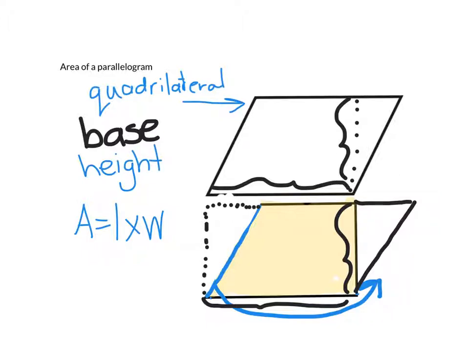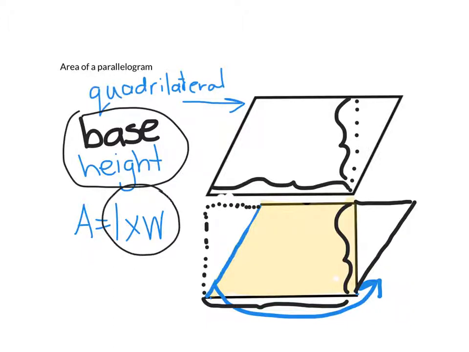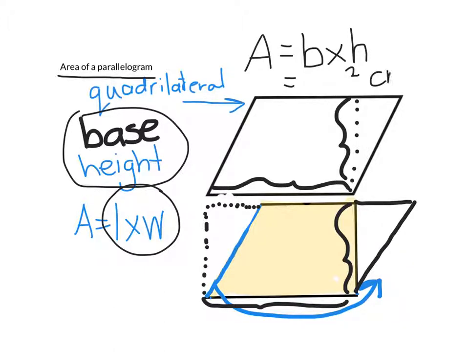We are going to substitute these words for these in our formula. The formula for finding area of a parallelogram becomes A equals base times height. When you give an answer, remember it will always be in units squared, whether it's centimeters or meters or millimeters.